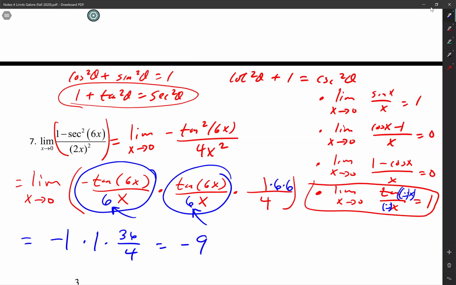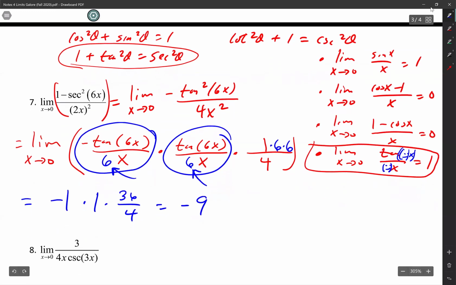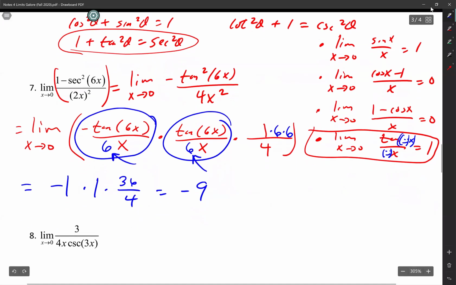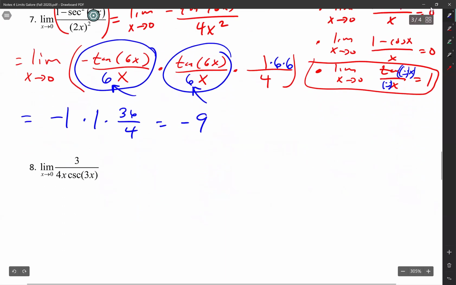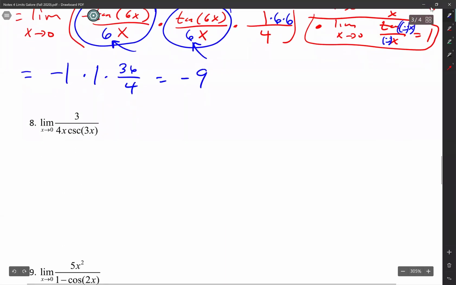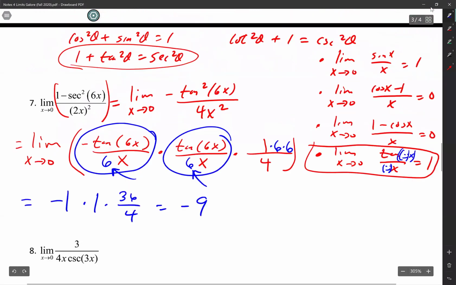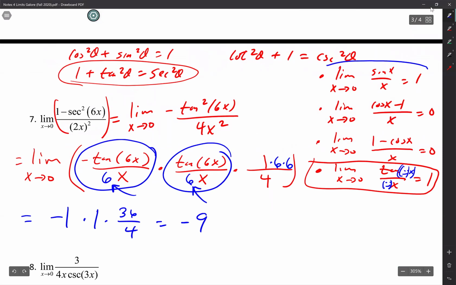Are we okay? Yes. Okay. Look at question 8. Question 8 says limit as x approaches 0 of 3 over 4x cosecant 3x. Chavez, I don't know any of this. Relax, guys. We have our little formulas. We're going to use this one. We're going to use that one.